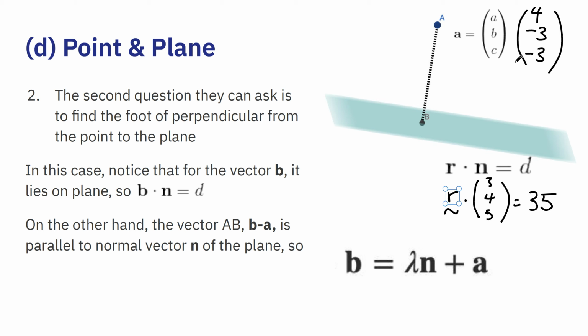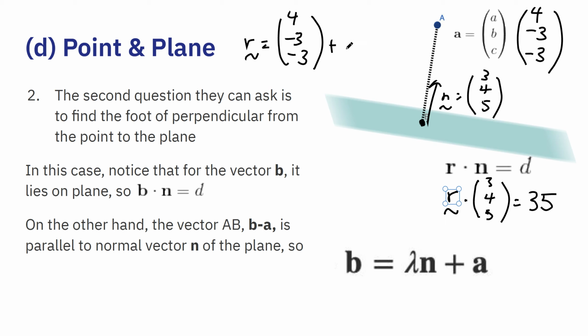So what can we do here? We know that the vector representing the normal is equal to 3, 4, 5, right? So if we were to find the position vector of this point B, it must lie on the same line that connects A and B. So what is the equation of the line that passes through A and B? The equation of the line will simply be r equals 4, minus 3, minus 3, plus, say, lambda multiplied by the normal 3, 4, 5, because this line is parallel to the normal, because it's the foot of the perpendicular, right?